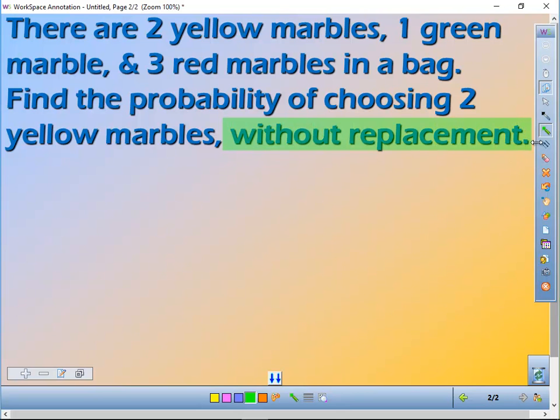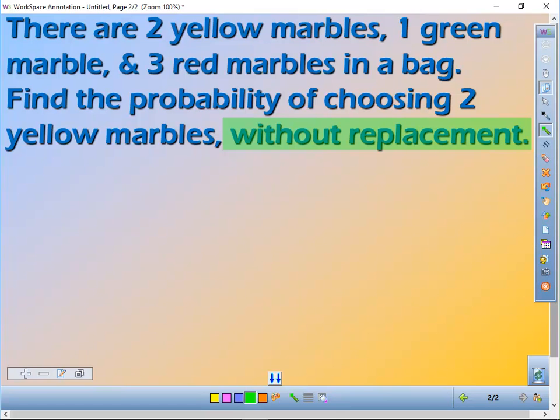Well, we're going to reach into the bag and pick a marble, and we're not going to put it back. So we're going to take it out, put the marble down, and reach back into the bag for a second marble. And because we didn't put that first marble back, is that going to affect the sample space and the probability of what we get on our next reach into the bag? Of course it will. What was there isn't there now.